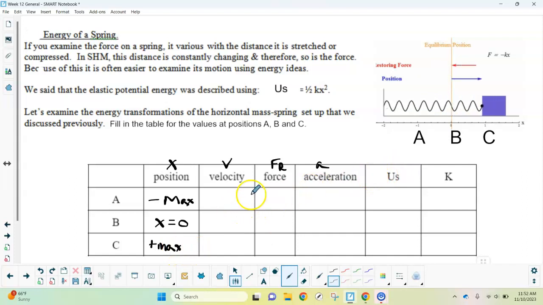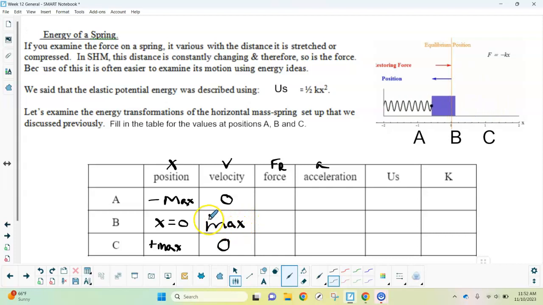For velocity, if you look at the 2 extreme points, that's where it actually stops momentarily. So at A, it stopped, and at C, it stopped. So that's going to be 0, and that's going to be 0. And at B, it's moving. At B, it's actually moving the fastest. So this is going to be the maximum here. And it could be moving right or left.